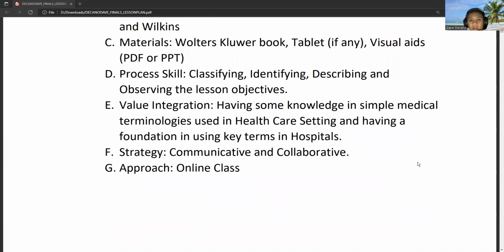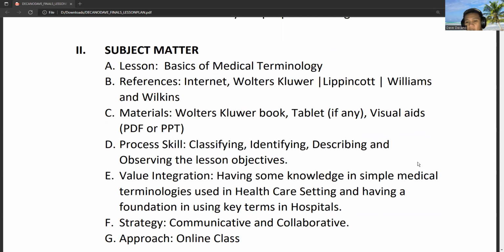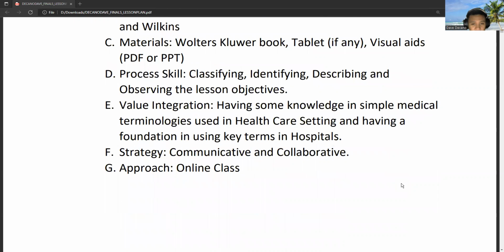In process skill: classifying, identifying, and describing and observing the lesson objectives. In value integration: having some knowledge in simple medical terminologies used in healthcare setting and having a foundation in using key terms in hospitals. In an online class approach, the strategy must be communicative and collaborative between the students and the teacher.